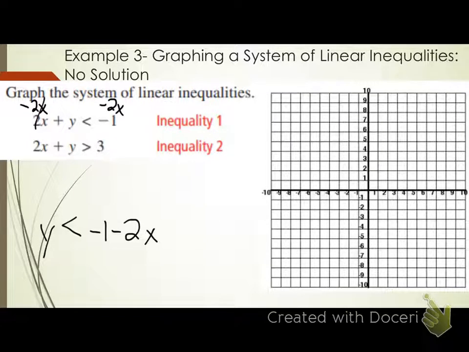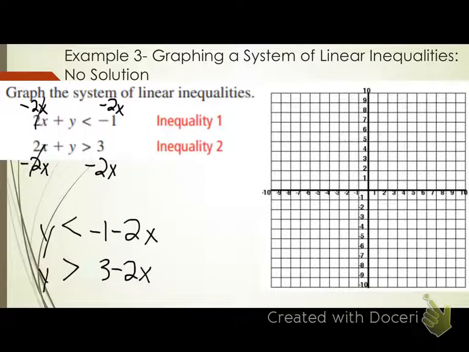Second inequality, what's my first step to get y by itself, William? Subtract 2x from both sides. Very good. Can I combine 3 and -2x? No. How would I write it? Y is greater than -2x. Yeah. 3 minus 2x, or -2x plus 3, right?